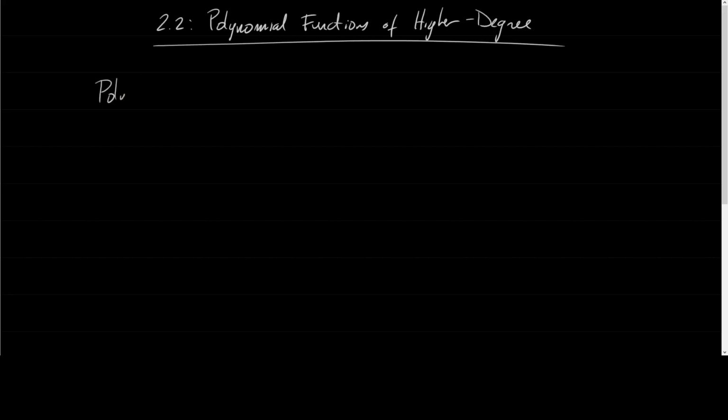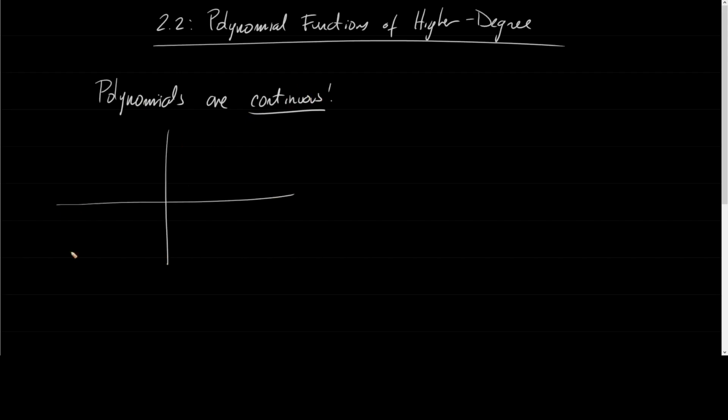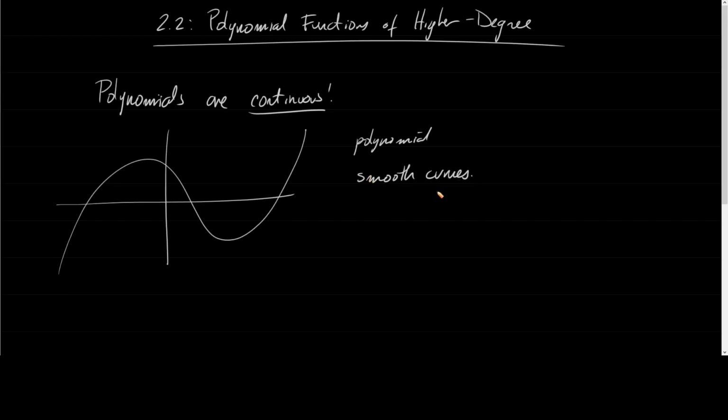So polynomials are continuous, right? That's a feature in general of polynomials. Not only are they continuous, they have smooth curves, right? So this right here is a polynomial. This has smooth curves. All right. And what we mean by smooth curves is saying this is like a smooth, rounded curve, all right? It doesn't have any abrupt change.